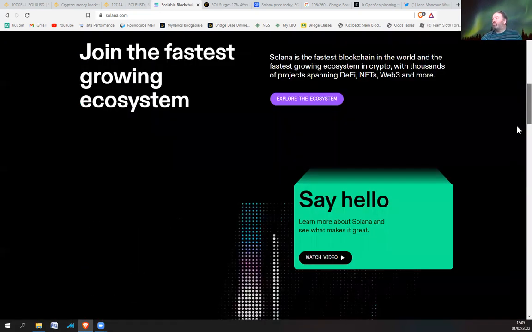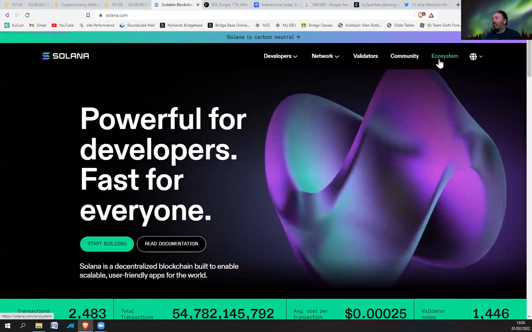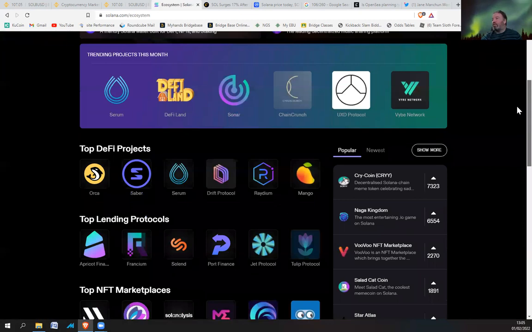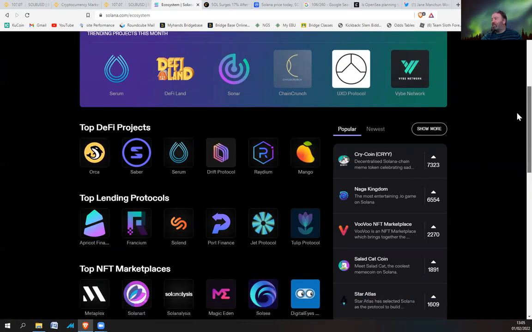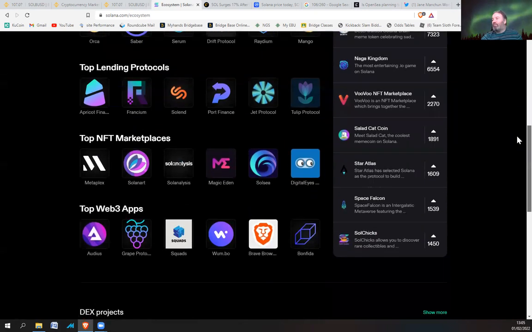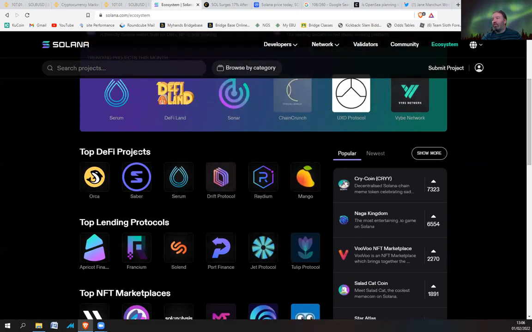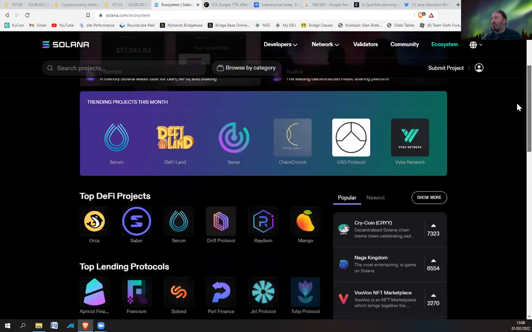So the ecosystem, let's have a look at this. We can have a look at some of the things going on. There's Orca, for instance, and I can't remember what the other one was called now, FIDA or something. It's being listed on Coinbase. But there are so many different projects. Top Web3 apps, top NFT marketplaces, top lending protocols, top DeFi projects. So it's all looking good for Solana for the future.